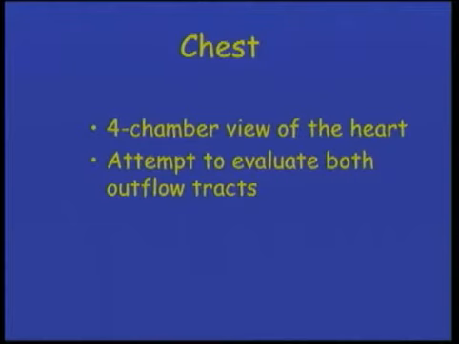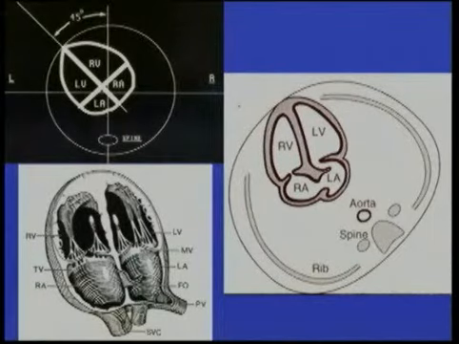After the face, we go look into the chest, where we look for the 4-chamber view of the heart, and we attempt to evaluate both outflow tracts. The 4-chamber of the heart is here. You can see these diagrams showing the normal axis of the heart, 45 degrees when you look from the spine towards the sternum. And you can see the 2 atria, the 2 ventricles, similar in size. The heart occupies about 1/3 the size of the chest.